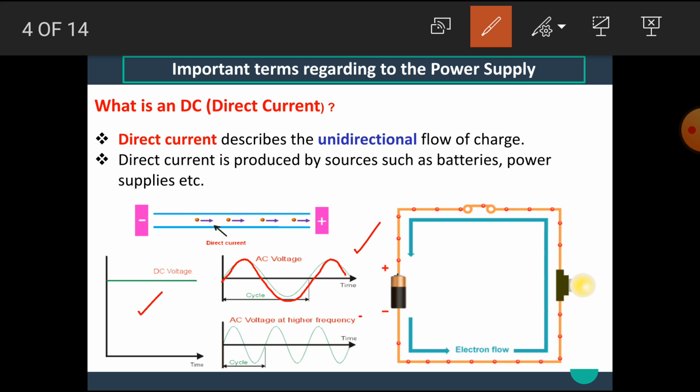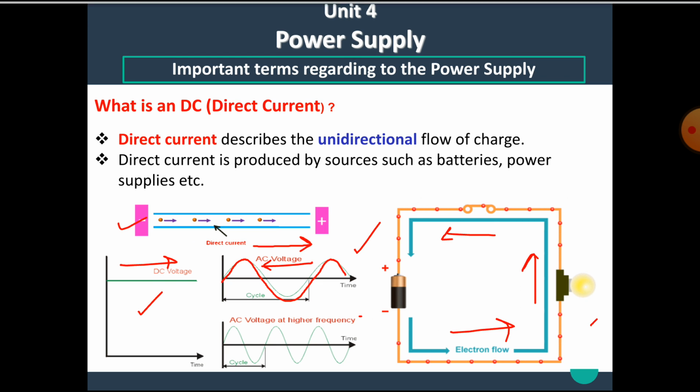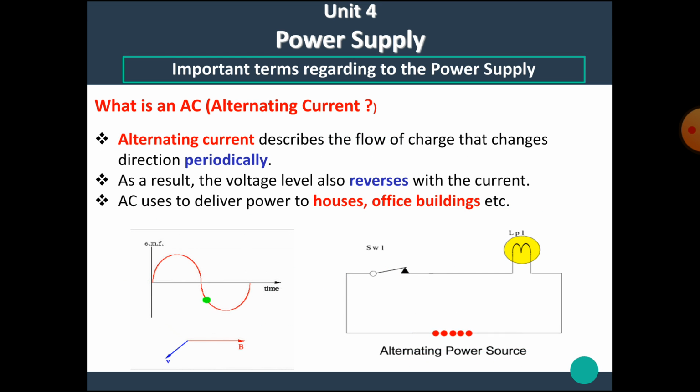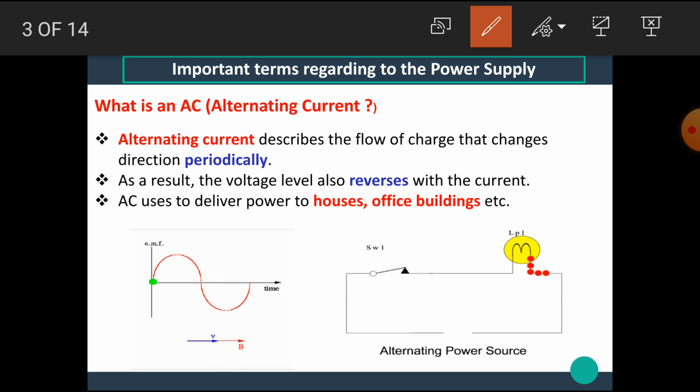That means here the current flows in both directions, in this direction and in this direction also. But in DC supply the current flows in only one direction, like this. For example, here we can see that the current flows from negative to positive. This is the electron flow, negative to positive, in only one direction. But in AC supply, the current flows in both directions. That means from this terminal to this terminal and from this terminal to this terminal.